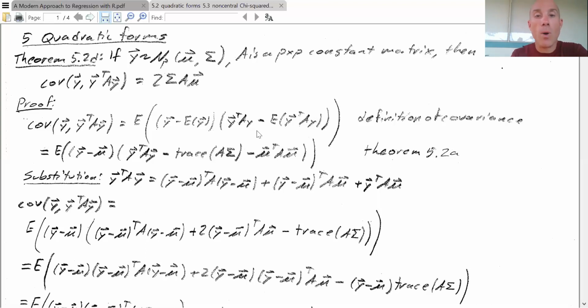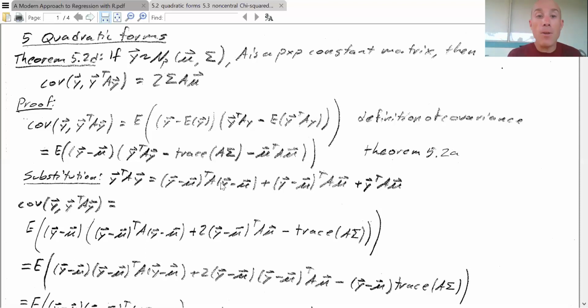Now I'm going to use a formula that we had previously, and replace this with the trace of A sigma, and then the quadratic form of mu and A. So this part gets replaced. It would be really natural to have y minus mu appearing in this formula, instead of y's and mu's floating around. So I'm going to make this substitution: I take the quadratic form of A and y and replace it with the quadratic form of y minus its mean with A, and then the other stuff that makes it so that we have equality.